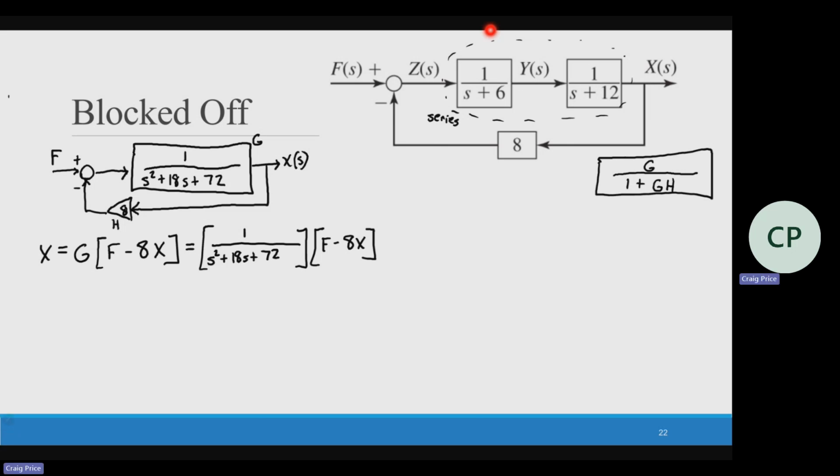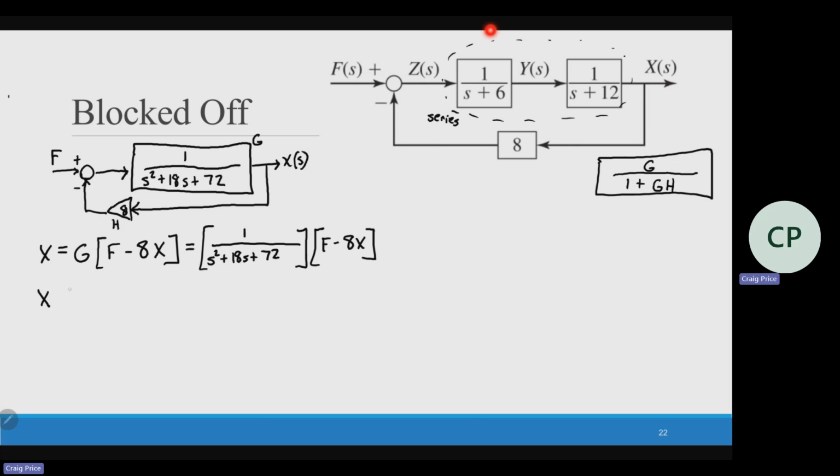Again, I like to start at the end. X is equal to this times the combination of f minus 8x. So everything's basically a multiplier besides the summing junction. Hey, what are we going to do next? Well, let's get all the x's to one side.